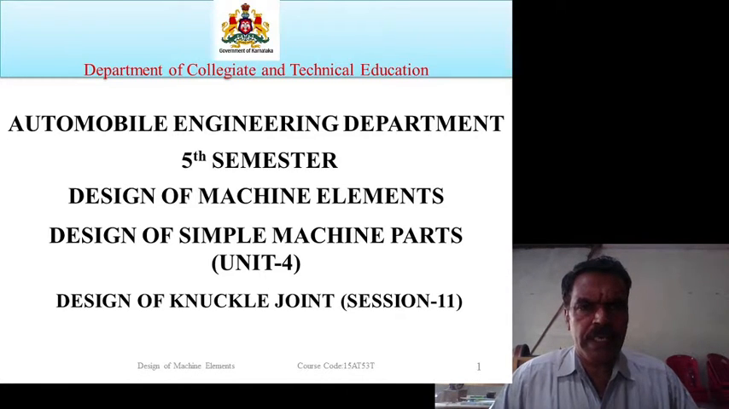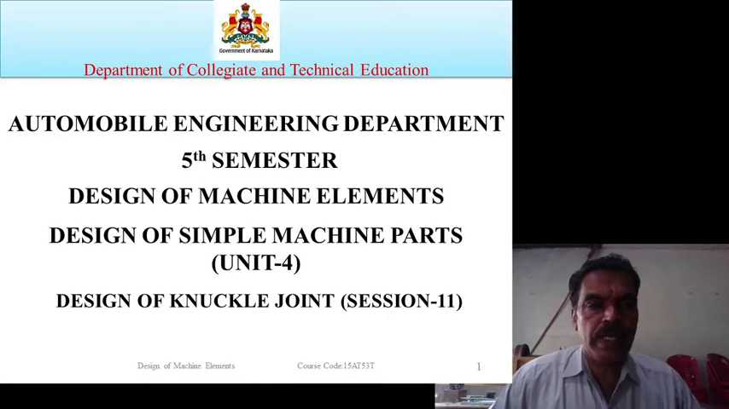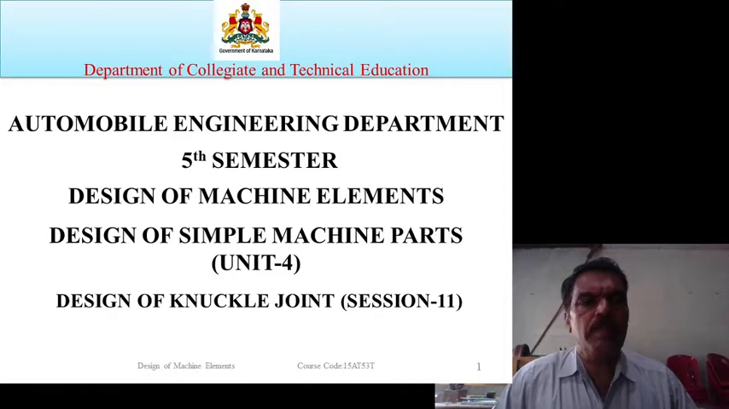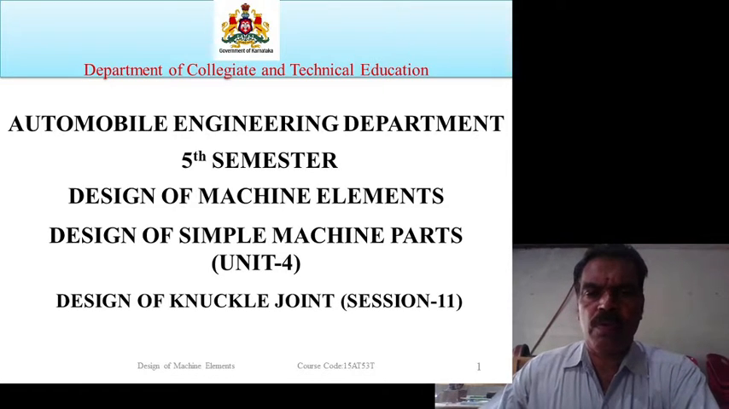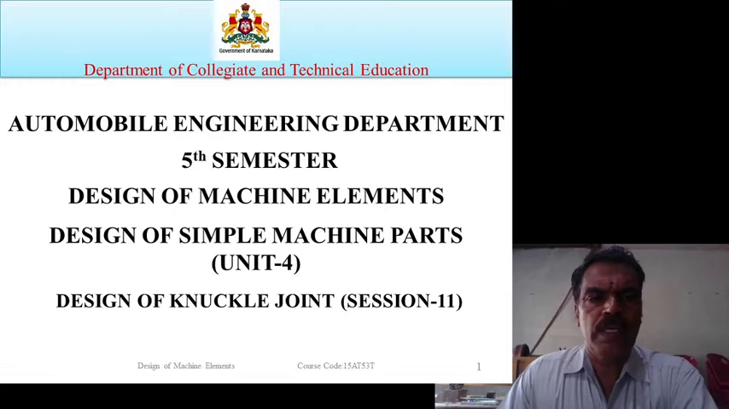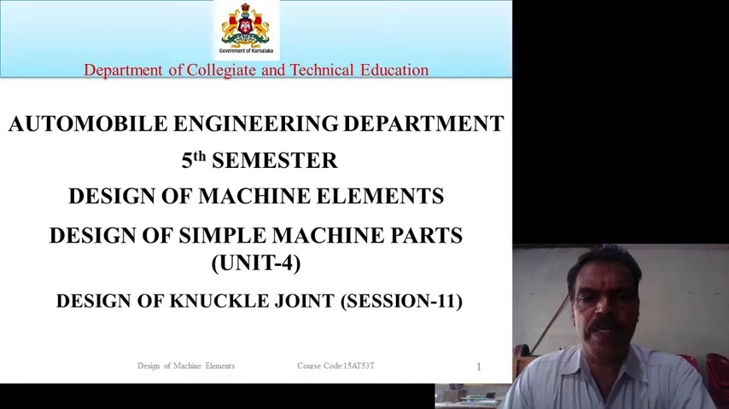Department of Collegiate and Technical Education, Bangalore, Department of Automobile Engineering, fifth semester. This is the subject for fifth semester Automobile Engineering, that is Design of Machine Elements. In this subject, unit number 4, that is chapter number 4, is design of simple machine parts. Under this chapter I am going to discuss the subtopic design of knuckle joint, with its theory part as well as problems.